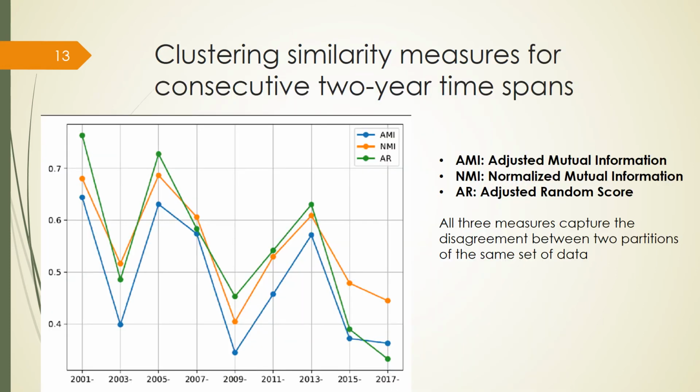To check this observation more rigorously, we estimated the magnitude of state drift from one cluster to another by calculating three clustering similarity measures: adjusted mutual information, normalized mutual information, and adjusted random score for each pair of consecutive time spans. All three measures seem to confirm the presence of two main discontinuities, here and here.